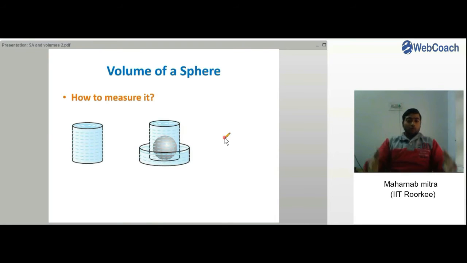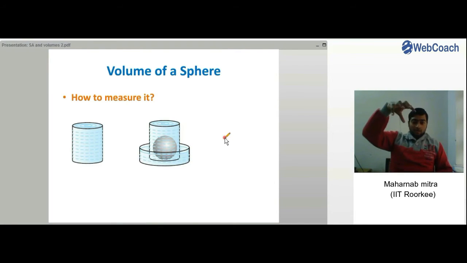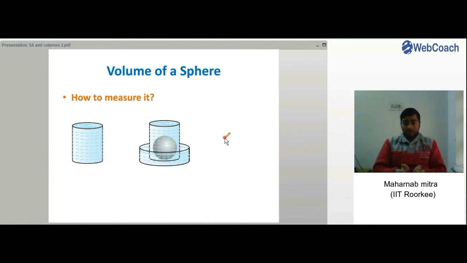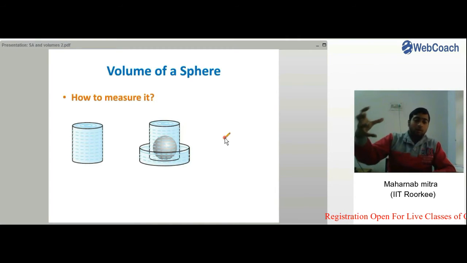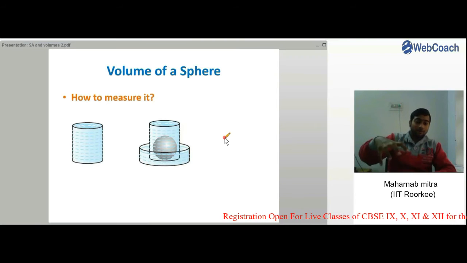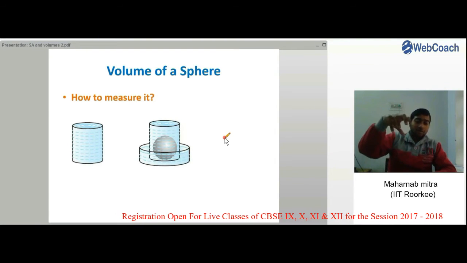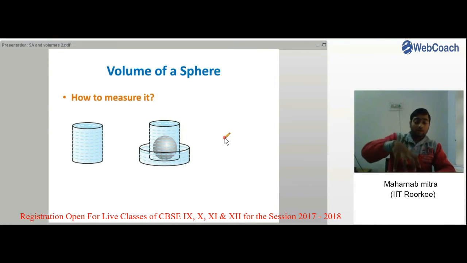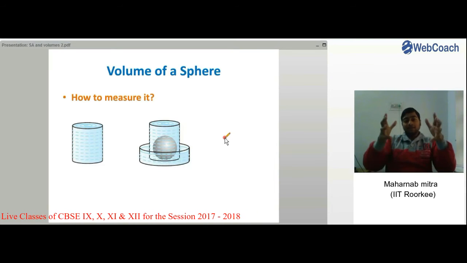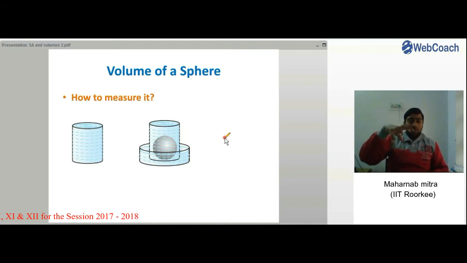Now what will happen? Some of the water will flow out of the cylinder, right? Because the volume inside that cylinder is now getting occupied by a sphere instead of water, and the excess water will now flow out, right? So when we put the sphere inside that cylinder, the volume of water which was initially occupying the space inside the cylinder is now taken away by the sphere. The volume which was contained inside the cylinder earlier by water is now replaced by the volume of the sphere.